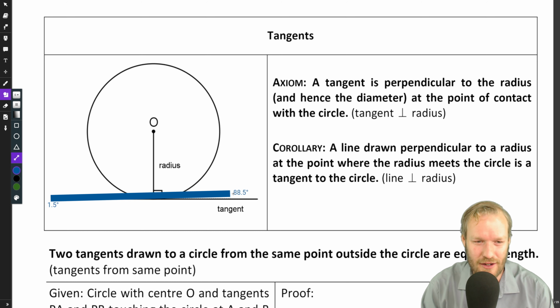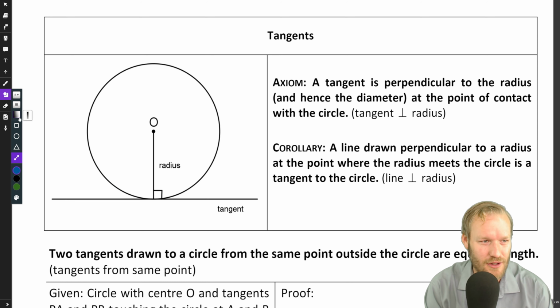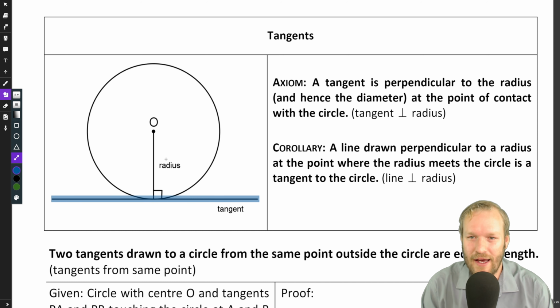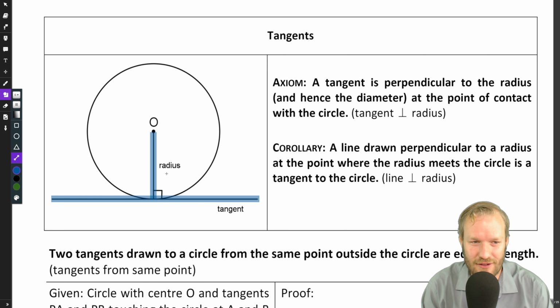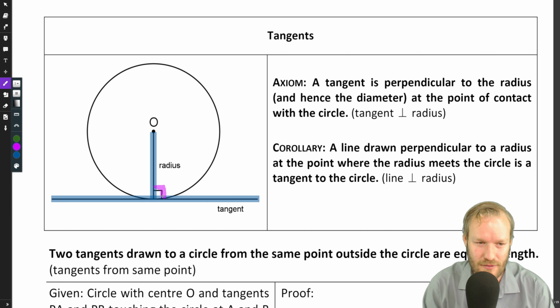Say we are given a tangent to the circle. Let's highlight that tangent, and there's our tangent. And we draw a line from the center to the tangent, so we draw a radius. If we are given that, then it must be at 90 degrees. Conversely, if we draw a line that's perpendicular, then it must be a tangent. In other words, not something like that. That wouldn't be a tangent, or this didn't touch the circle at all.